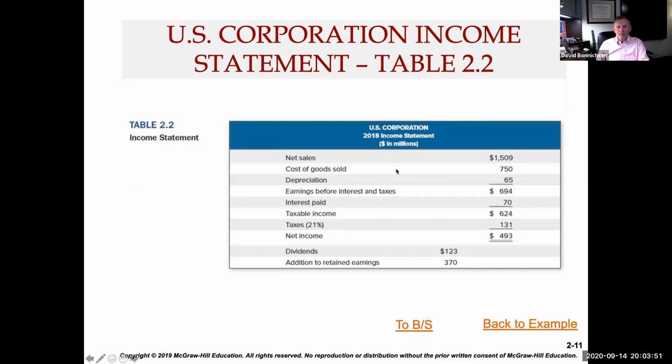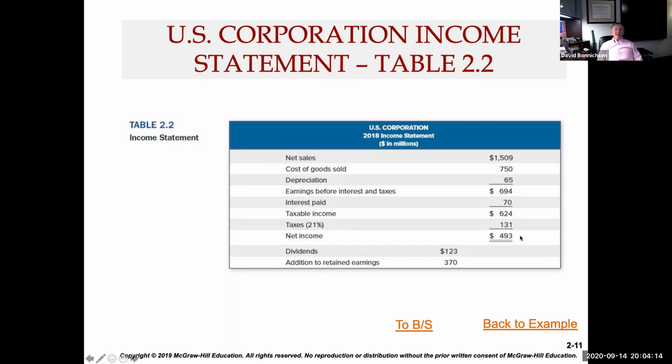Cost of goods sold. And then we have depreciation. We have something called EBIT, earnings before interest and taxes, interest that we paid to our creditors, taxable income or EBT, taxes at 21% of EBT, and then finally net income. And when we get into Excel, I'll go through all this in much more detail.